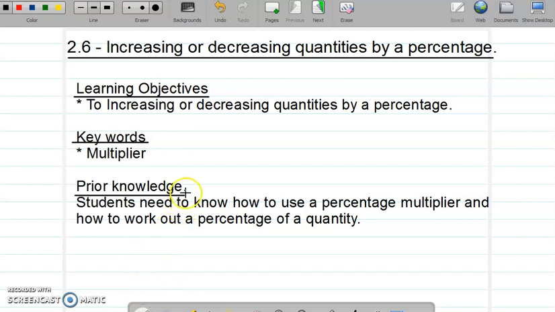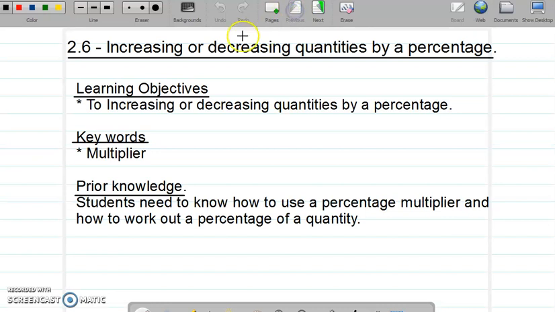Before a student can embark on this, the student needs to know how to use a percentage multiplier, which we did last lesson, and how to work out a percentage of a quantity, which we did in our previous lesson.